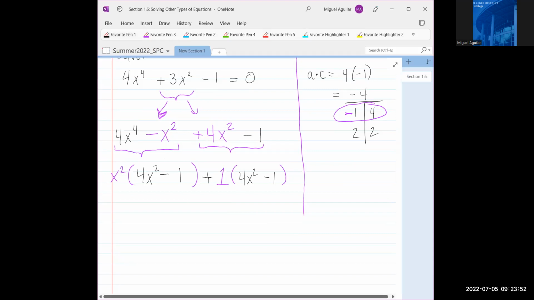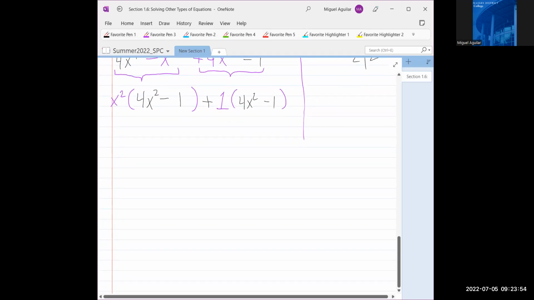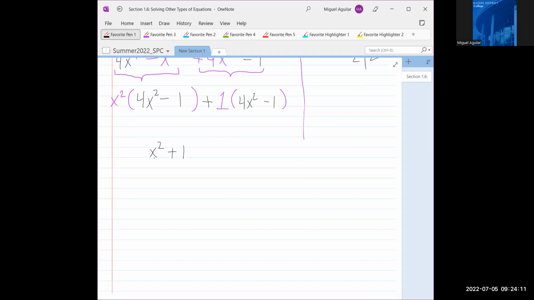Okay. Now, what's the next step? You group, x squared plus 1 equals 0. You do the factor. Yeah, I think you're getting one step ahead of me, though. Yeah, you're on the right track. You're just zooming through this part.